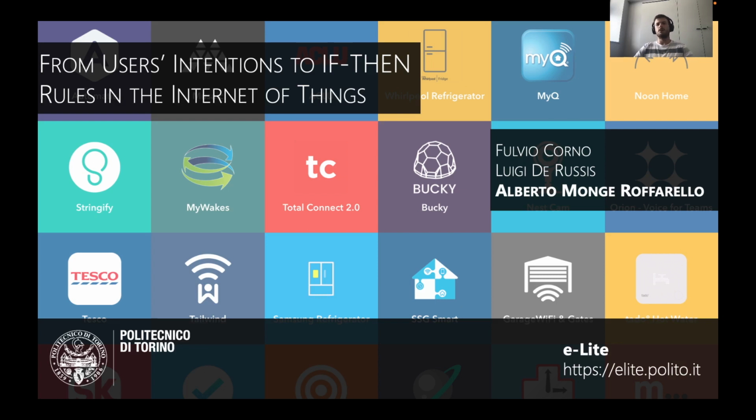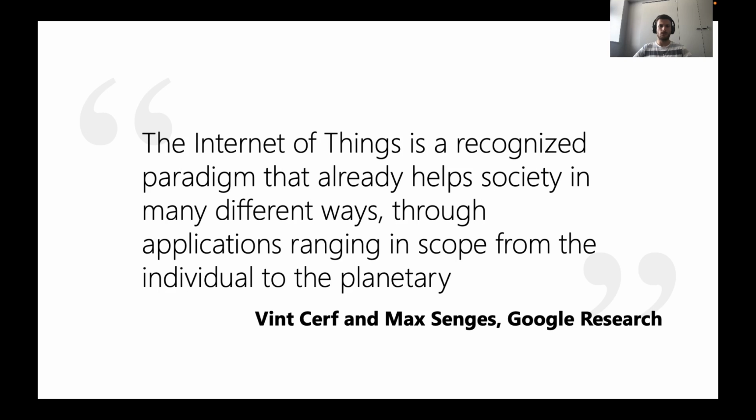Hello everyone. Today on behalf of my co-authors, I will present you our work on trigger action programming via conversational approaches. So our work stems from the rapid and continuous growth of the Internet of Things.